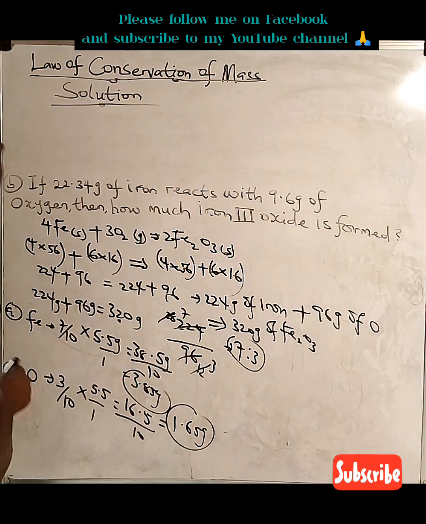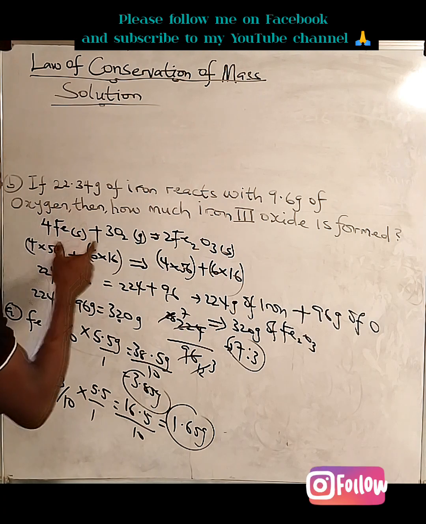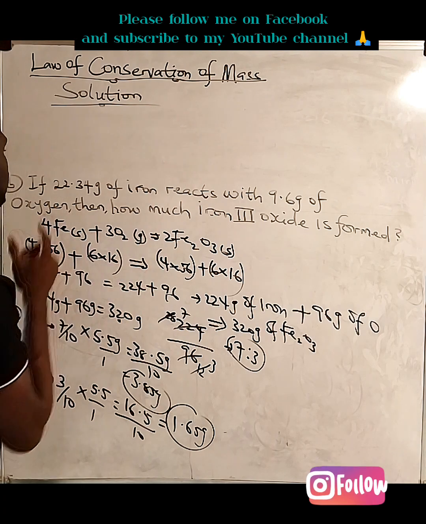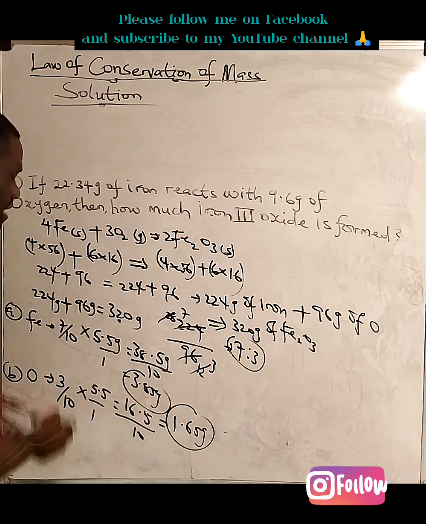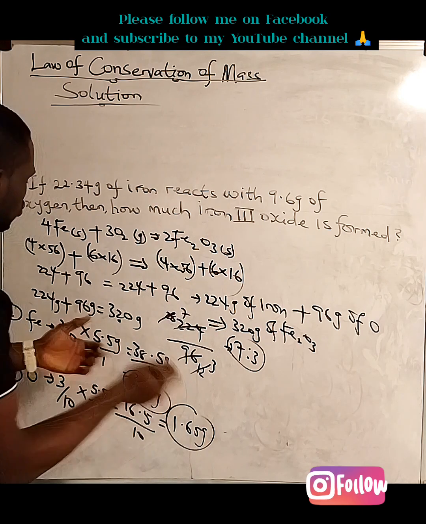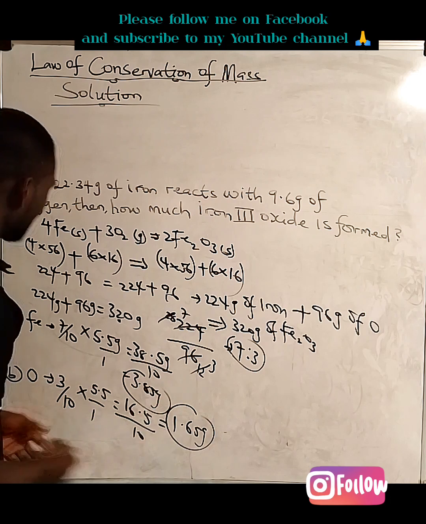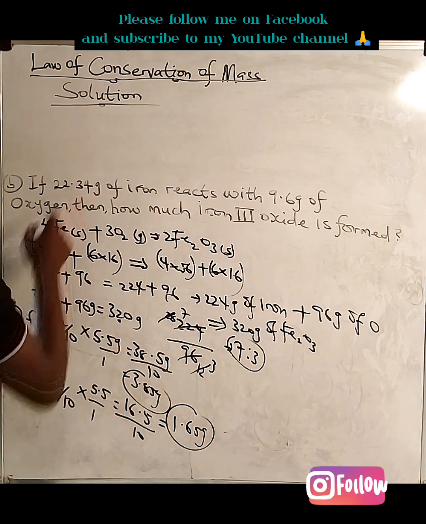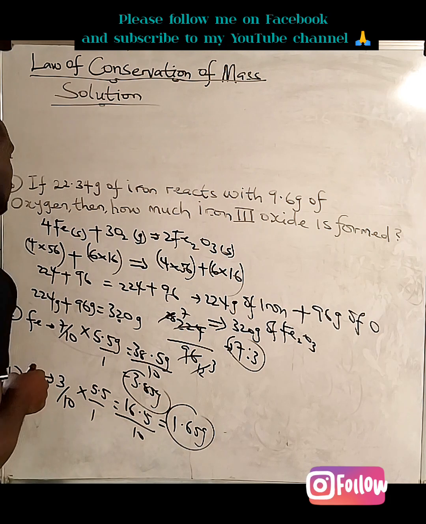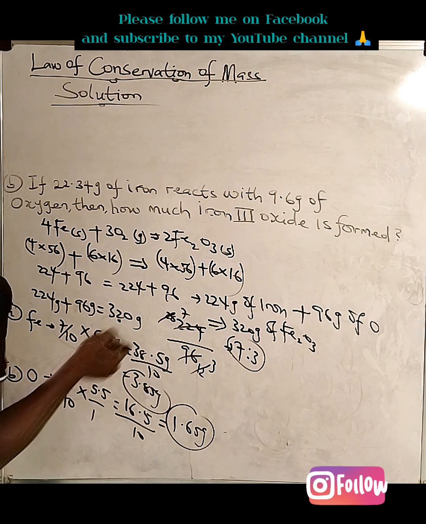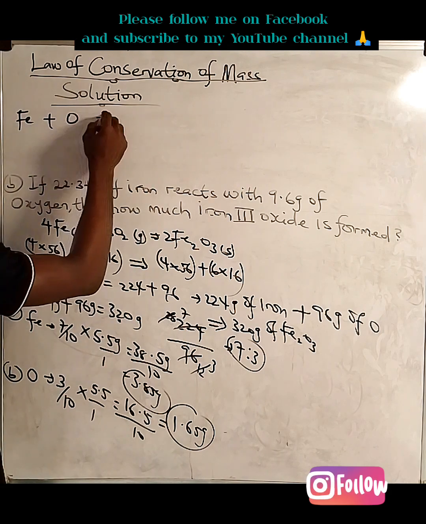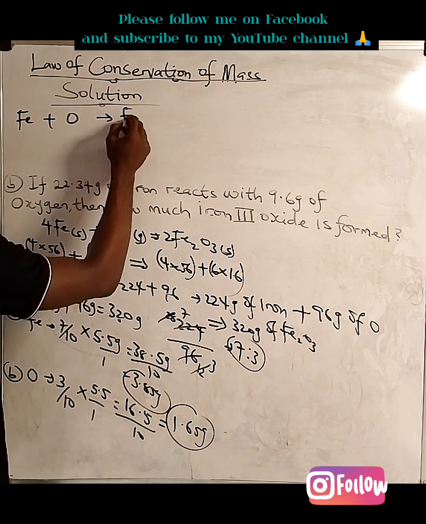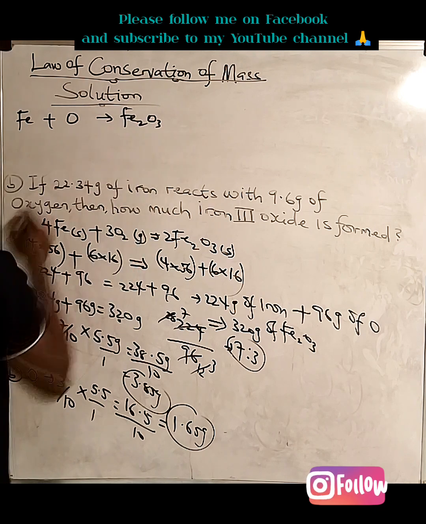So for question B, now look at it. If 22.34 gram of iron reacts with 9.6 gram of oxygen, then how much iron 3 oxide is formed? Now this is very simple. We don't even need to go through the whole stress of this. Since 22.34 gram of iron reacts with 9.6 gram of oxygen, then how much iron 3 oxide is being formed is very simple. Iron plus oxygen to give us iron 3 oxide like this.